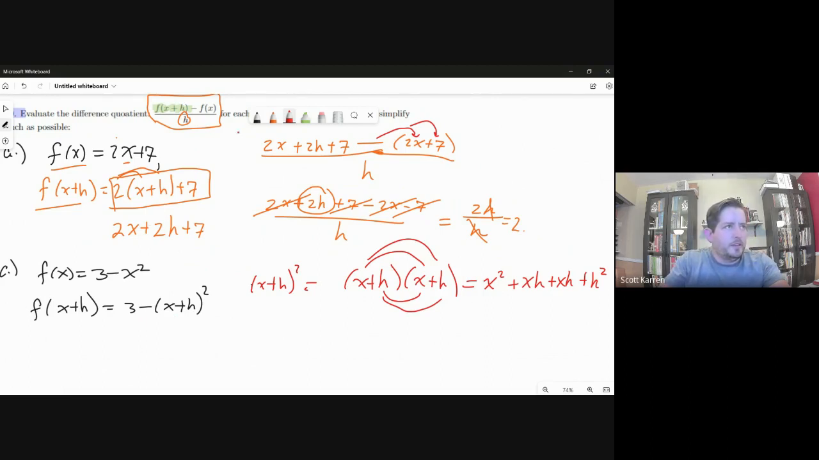So I have 3 minus, and I'm going to leave it in parentheses because it's minus that entire expression. So x squared plus xh plus xh, I'm going to simplify to 2xh, and then plus h squared. But this minus gets distributed all the way through, so this becomes 3 minus x squared minus 2xh minus h squared. And this is my f of x plus h.